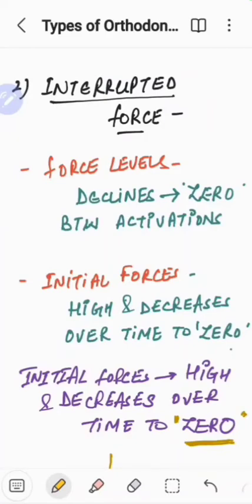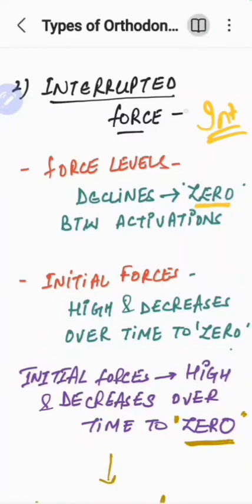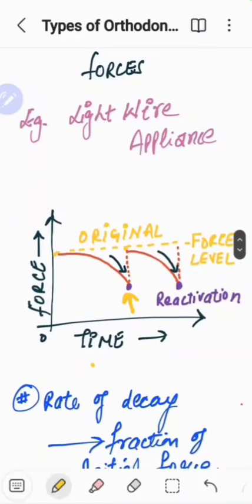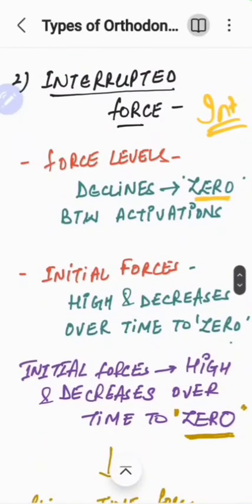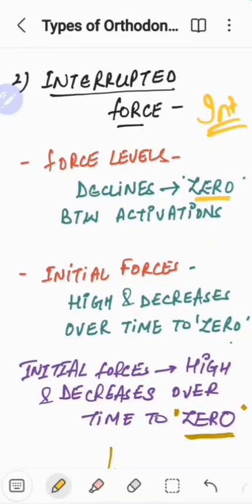Now coming to the interrupted forces. In the interrupted forces, as the name suggests, the forces are being interrupted in between the appointments. What does it mean? The force level declines to zero between the activations. As we saw in the previous ones, the force level never declined to zero. But in case of interrupted forces, the force level declines to zero. Initially, the forces being applied are very high, but later on it decreases over time to zero.